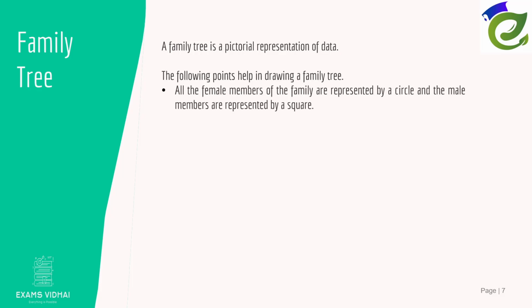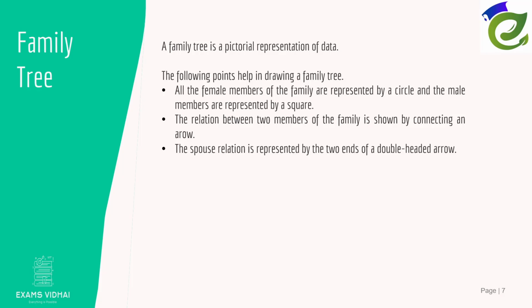All the female members of the family are represented by a circle and the male members are represented by a square. The relationship between two members of the family is shown by connecting an arrow. The spouse relation is represented by the two ends of a double-headed arrow.